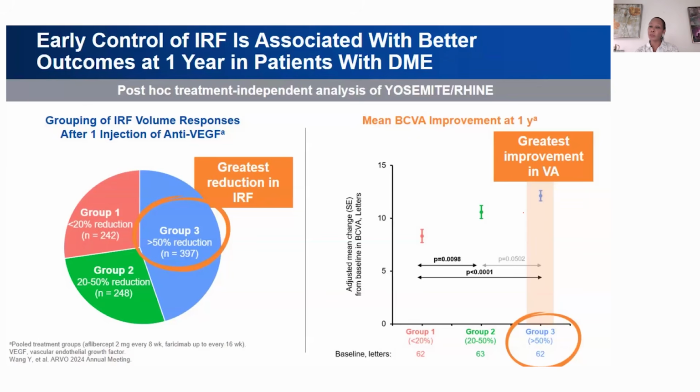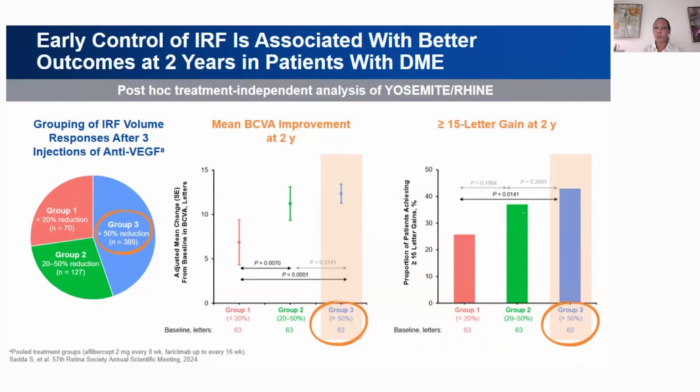When they looked at these groups and the mean best corrected visual acuity improvement at 1 year, they found that group three, the ones that had the greatest reduction in intraretinal fluid, had the greatest improvement in visual acuity. So the removal of the intraretinal fluid does correlate well with improvement of visual acuity.